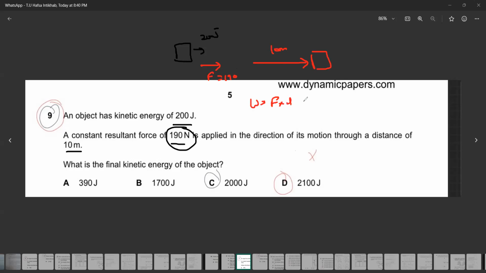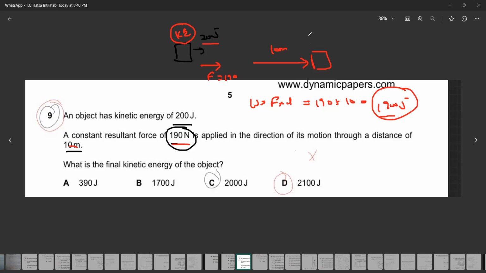The work done is force times distance, so it is 190 times 10, which will be 1900 joules. So 1900 joules is an extra work which is done. Originally the object had a kinetic energy of 200, and then we did extra work by applying a force of 190 and moving it 10 meters. So how much work did we do? We did a work done of 1900. That extra 1900 is also added to that.